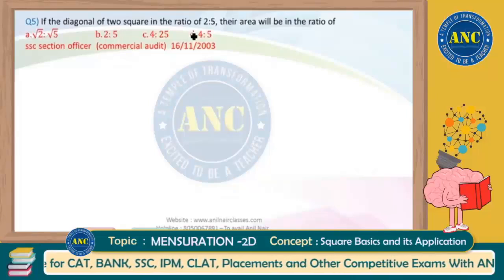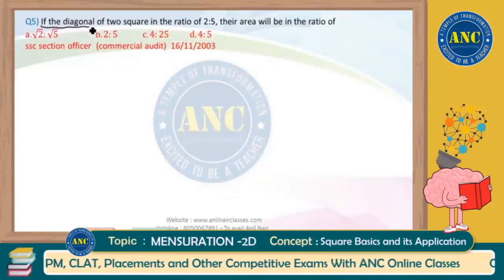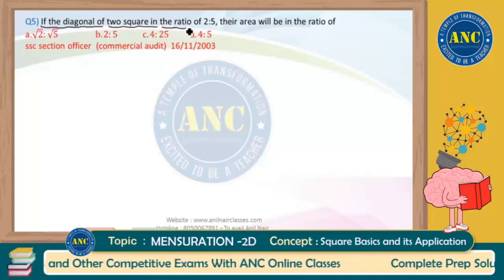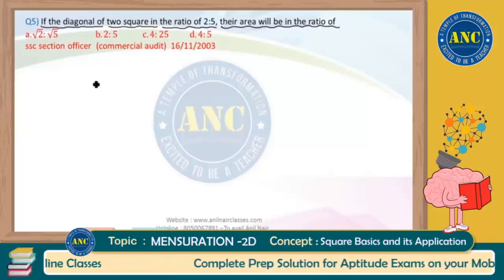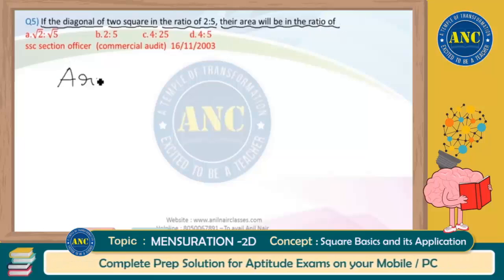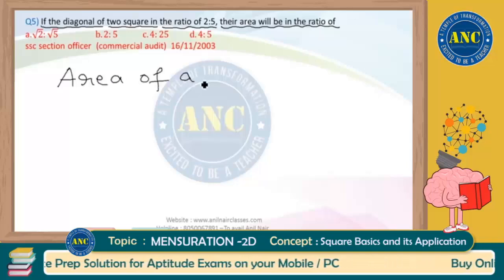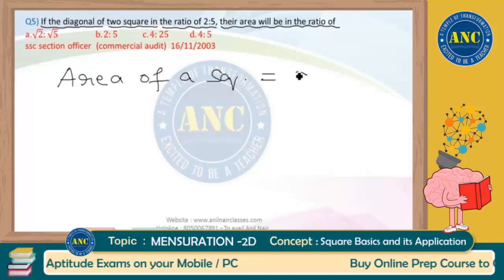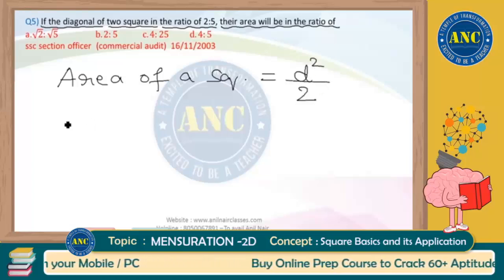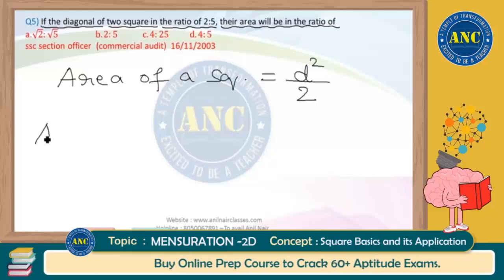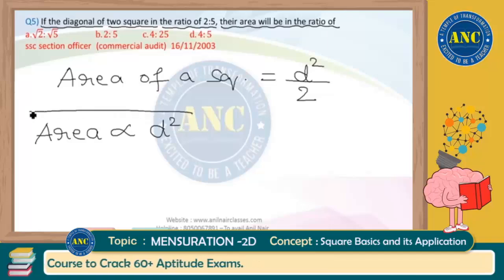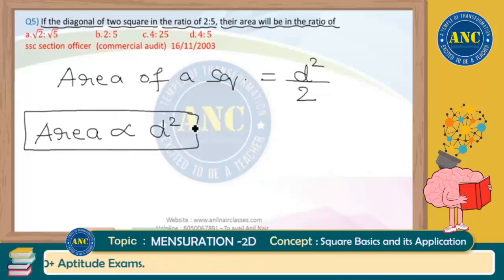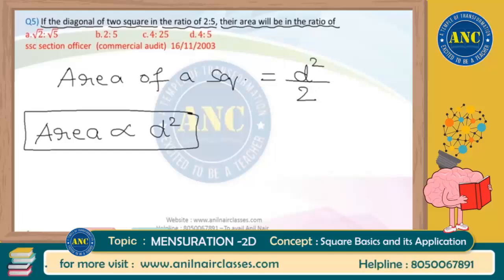Next question, sir. If the diagonals of two squares are in the ratio 2:5, their areas will be in the ratio of what? Now see here, sir. Can I say that the area of a square is nothing but diagonal square divided by 2? That means the area is directly proportional to the square of the diagonal. This is something we need to understand.